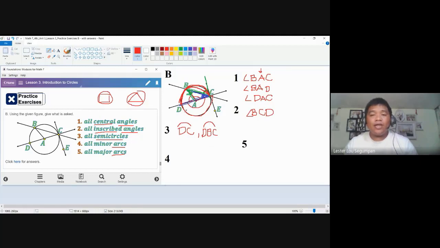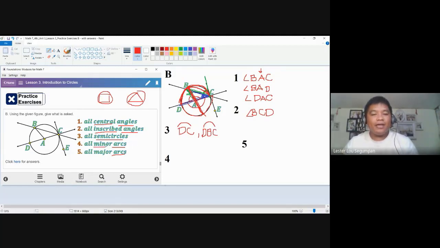Why? Because we only have one diameter, and that diameter divides the circle into two equal parts. So if we have, just as an assumption, two diameters, that would mean we have an additional two semicircles, summing up to four semicircles, because one diameter comes up with two semicircles. Okay, let's proceed to number four.